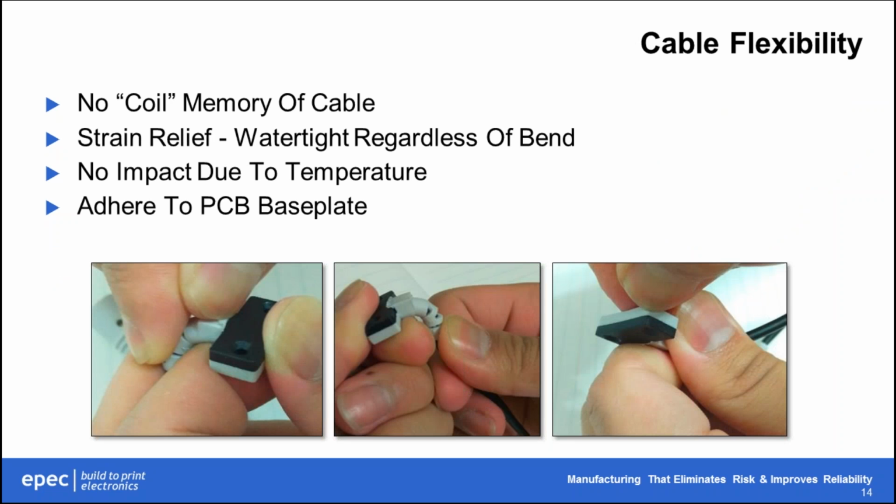As I mentioned earlier, the assembly was going to be installed unprotected on ships, exposing the assembly to temperature extremes as well as the environment. The cable needed to maintain its flexibility regardless of the temperature, and the customer had a stipulation that it could not remember any coiling that it had been exposed to either during manufacture or shipment or installation. The strain relief that was molded onto the cable needed to maintain its water tightness regardless of the temperature or regardless of the angle of bend that it was going to be exposed to.